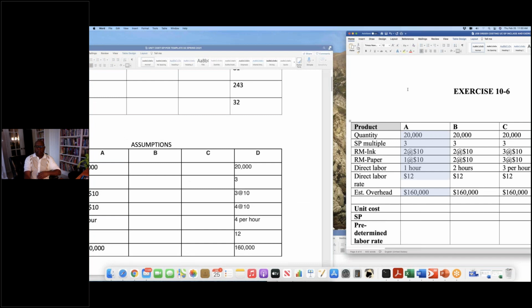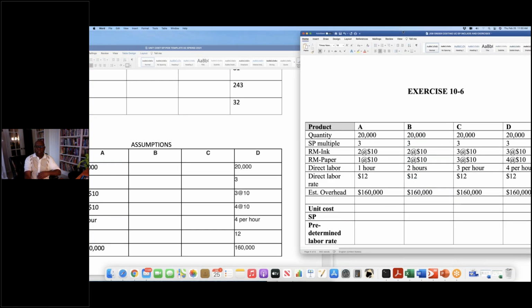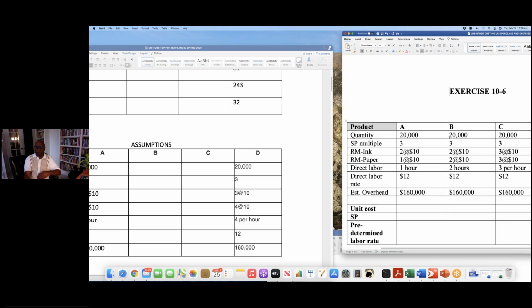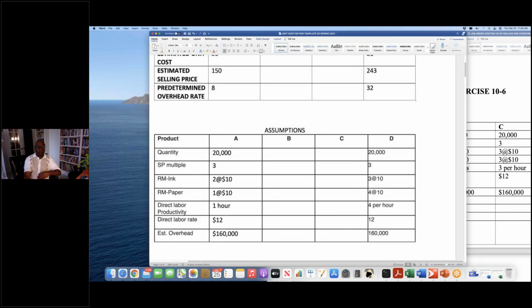So let's see if on the B one we can lift these assumptions in. So tell me about your assumptions. For quantity, we have 20,000. For the multiple, 3. Ink is 2 at 10. Paper is 2 at 10. The direct labor productivity is 2 an hour. The direct labor rate is 12, and the estimated overhead is 160,000.